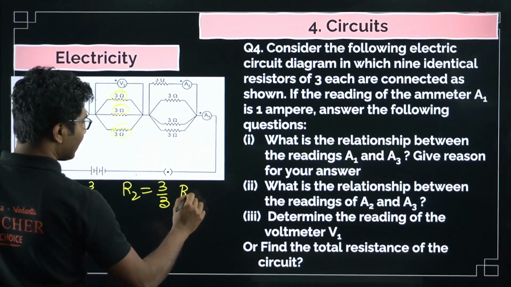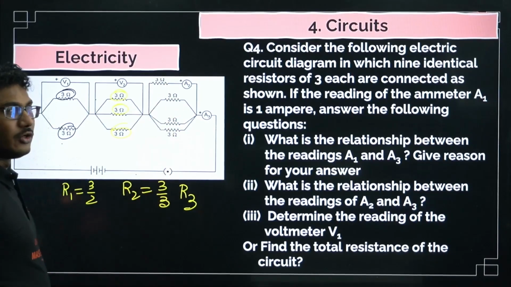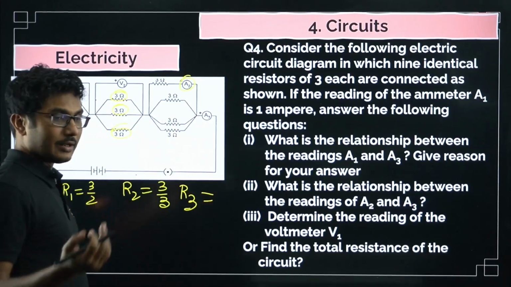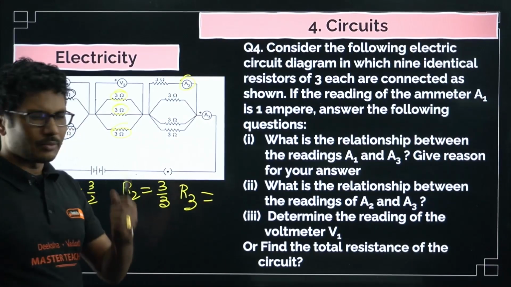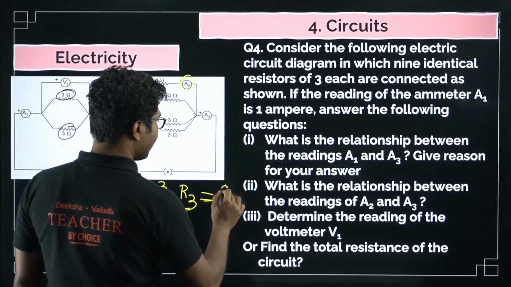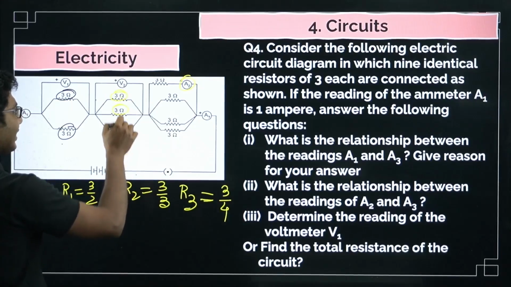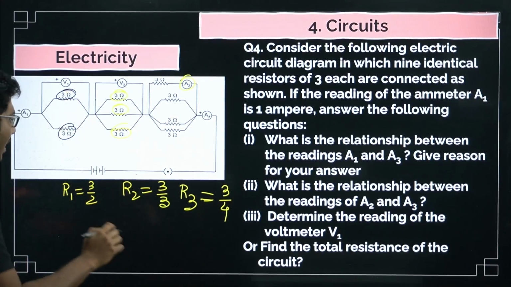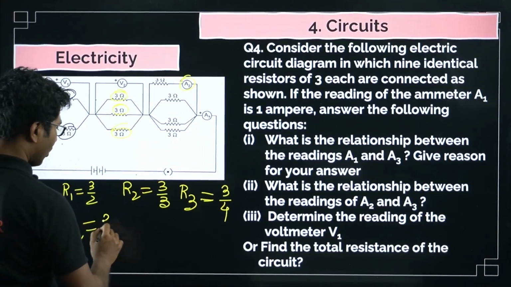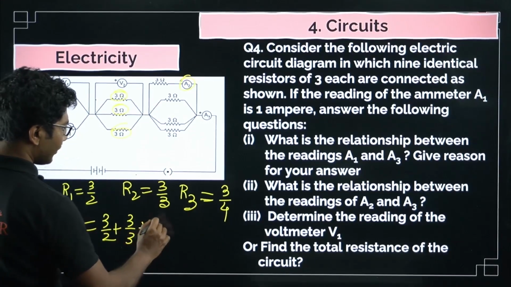And what is R3? In this case we have 1, 2, 3, 4 three-ohm resistances connected in parallel. You can ignore this A2 ammeter, it is just to measure the current. It does not affect the resistance. So R3 is basically 3 by 4. Right? So 3 by 4 in this case, 3 by 3 in this case, 3 by 2 in this case. Now what is the R equivalent? R equivalent is basically the addition of all of these: 3 by 2 plus 3 by 3 plus 3 by 4.